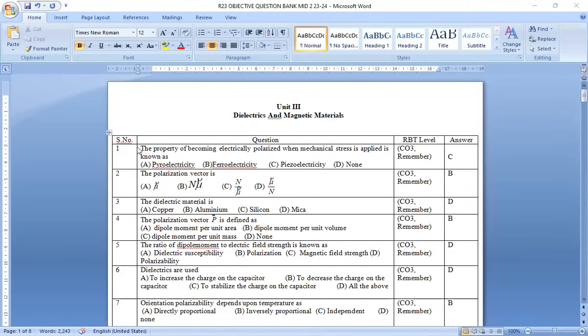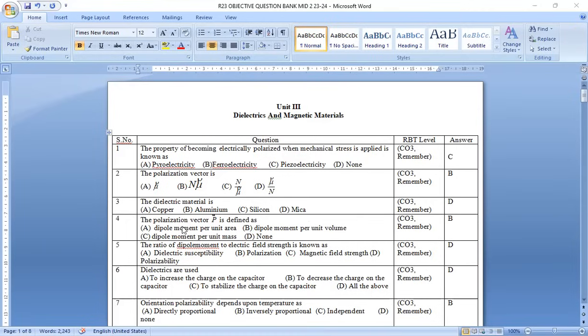If you look at the unit 3 model questions, the property of becoming electrically polarized when mechanical stress is applied is known as piezoelectricity. You have 4 options, but the correct one is piezoelectricity. The polarization vector is option A, P times mu; option B, N into P times mu. Option B is the correct answer. The dielectric material among the following: copper is a conductor, aluminum is also a conductor, silicon is a semiconductor, so D, mica, is the correct answer.